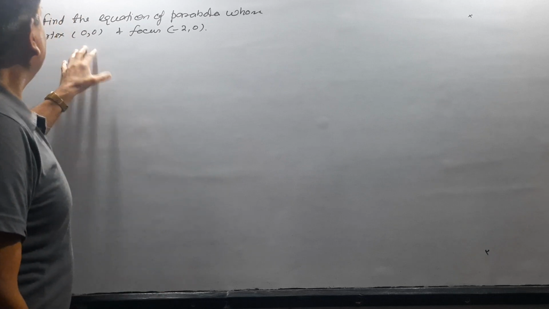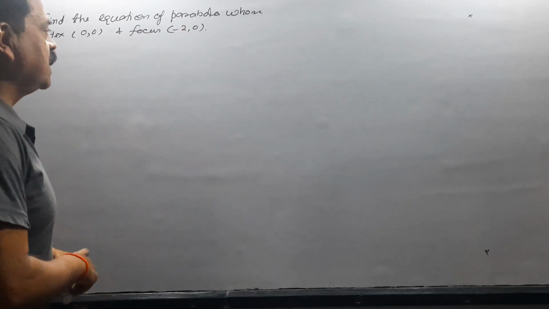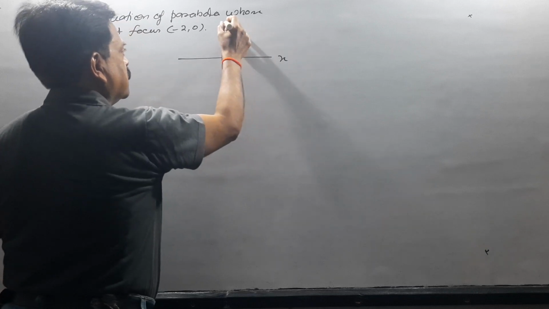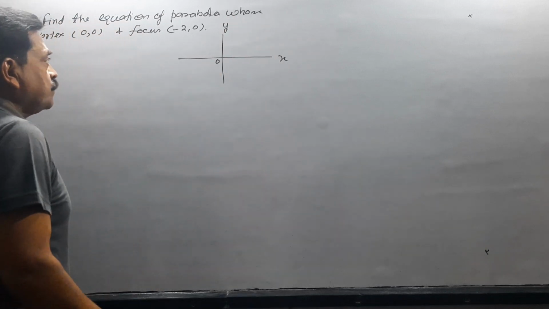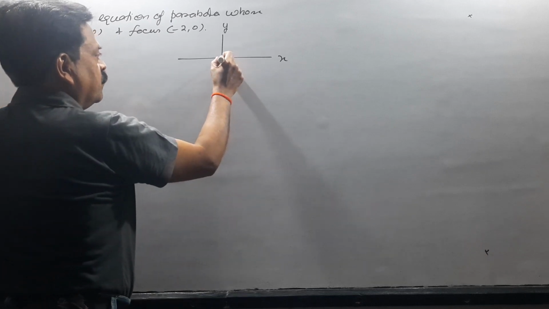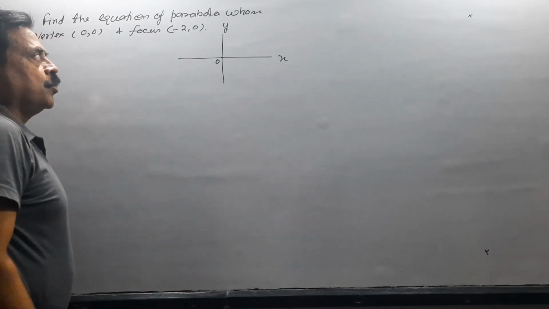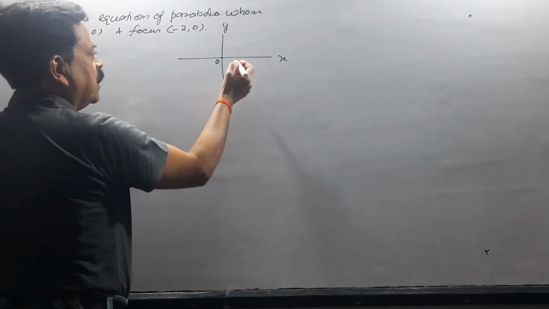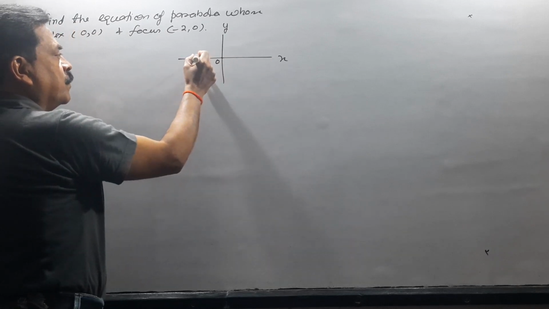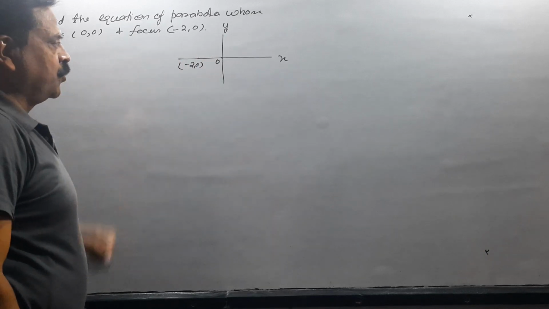So first we will plot these points. Vertex (0, 0) and focus (-2, 0). Draw a coordinate system: x-axis, y-axis, origin. Vertex is (0, 0), so it is the origin. And focus (-2, 0) will lie on x-axis in the left of origin. Suppose here. (-2, 0) is a point on x-axis in the left of origin.